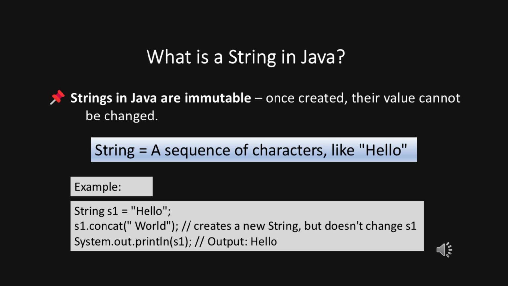Let's look at the example below to understand. s1 holds hello, and s1.concat("world") creates a new string but does not change s1. System.out.println shows the output of s1, and its output is hello. That is because s1 remains hello; concat creates a new string but does not change or modify s1.